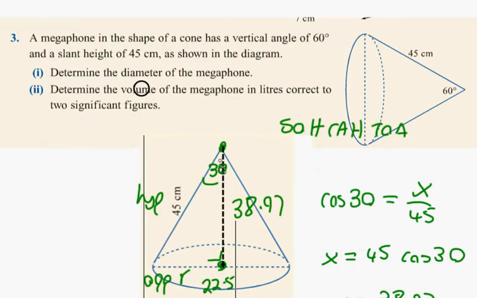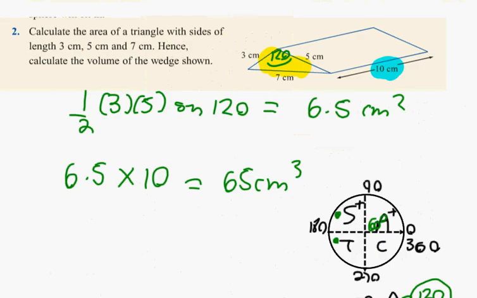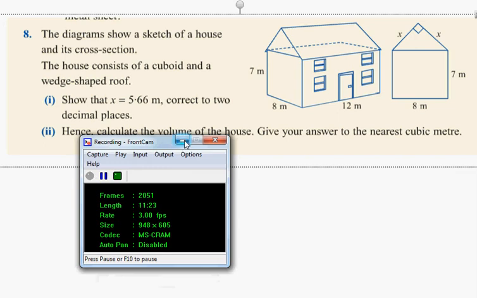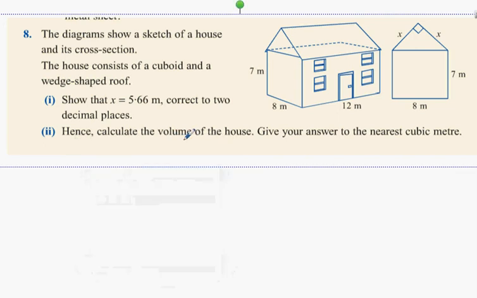Okay, guys, I've done questions 2 and 3 so far. Now I'm on to 8. We have a house, it's 7 by 8 by 12. Show that x equals 5.66, correct to 2 decimal places.